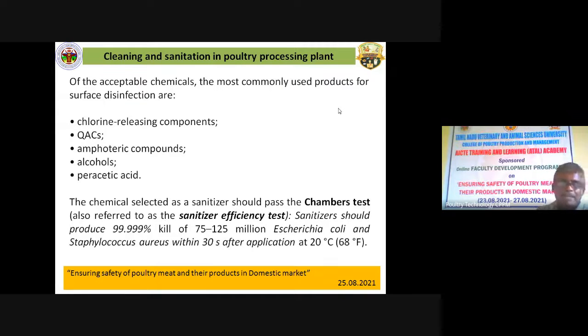Then we will apply the sanitizer. We give a contact time of about 30 seconds at 20 degrees centigrade. Then we will take a surface swab and see the number of organisms present on the surface. This sanitizer should have reduced 99.999% of the E. coli organism, or in some cases Staphylococcus aureus is used as a test organism. It has to remove this much of the organism. Only then does that determine the efficacy of your sanitizer.